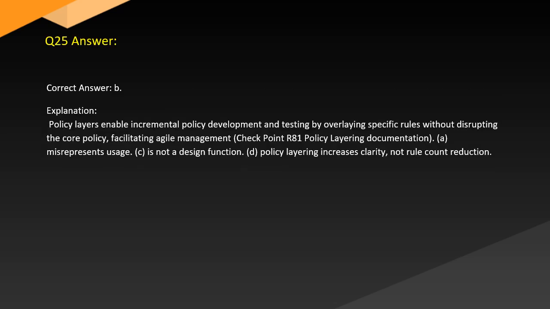Answer. Correct answer: B. Explanation: Policy layers enable incremental policy development and testing by overlaying specific rules without disrupting the core policy, facilitating agile management. Check Point R policy layering documentation. A misrepresents usage. C is not a design function. D: policy layering increases clarity, not rule count reduction.